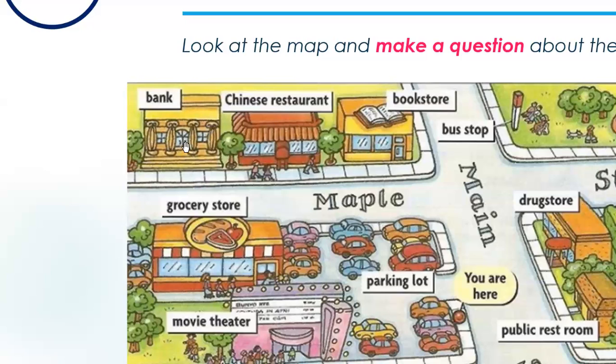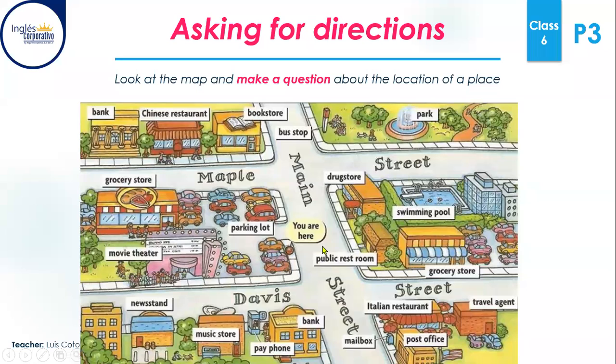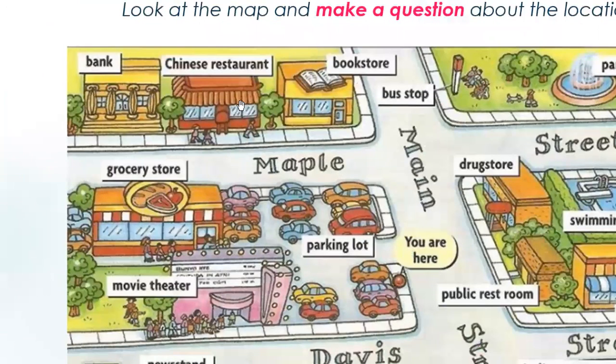Option two. What is option two? Across the grocery store. Complete. It's across the grocery store. Okay. Option three.